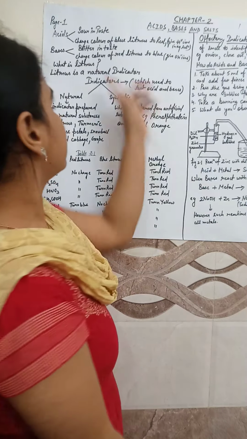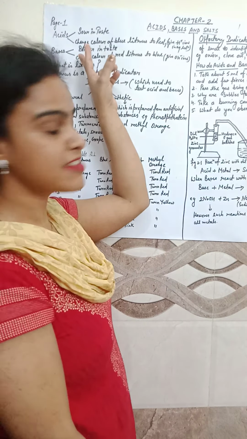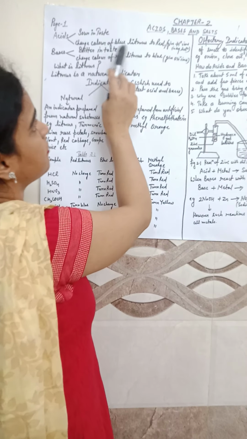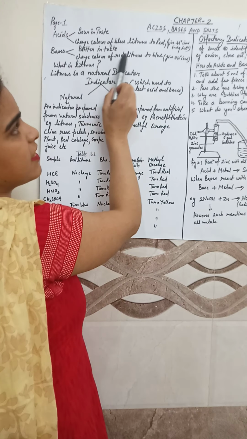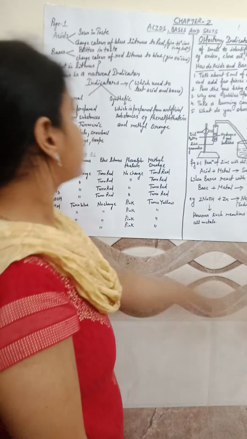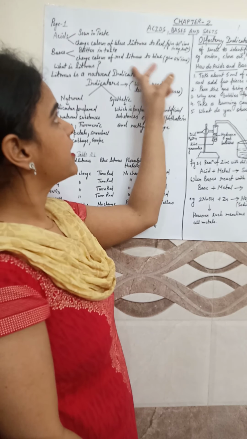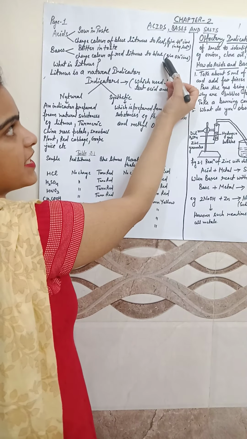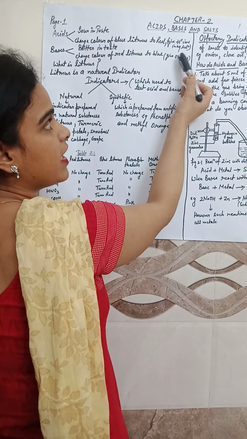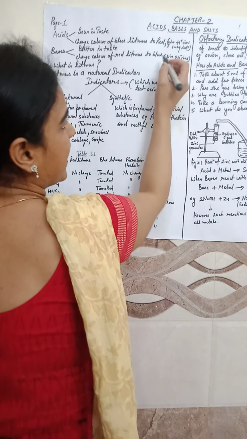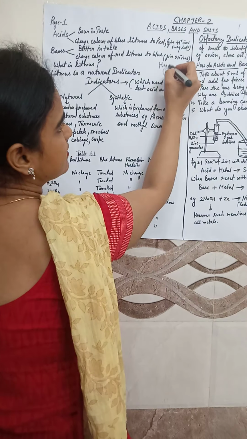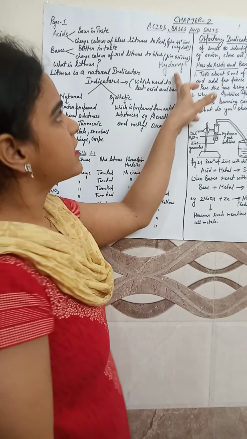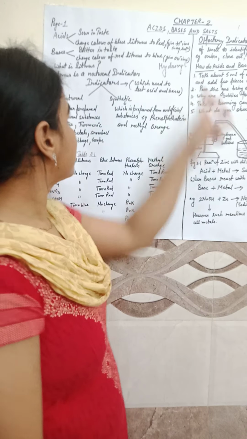Now the second is bases. How can you judge that it is a base? Bases are bitter in taste. The second property of bases is that they change the color of red litmus to blue. And the third property is they always give OH negative ions in aqueous solution, that is hydroxyl ions. These are called OH negative ions or hydroxyl ions.